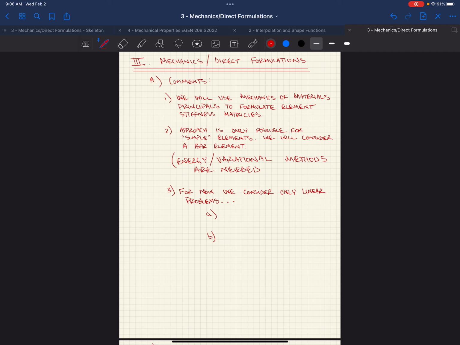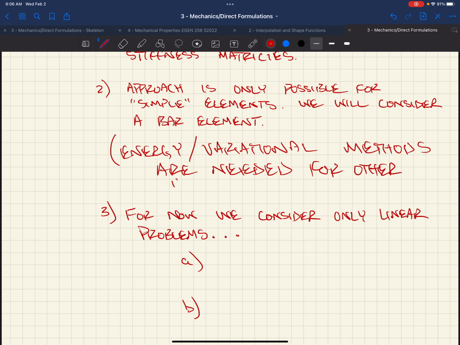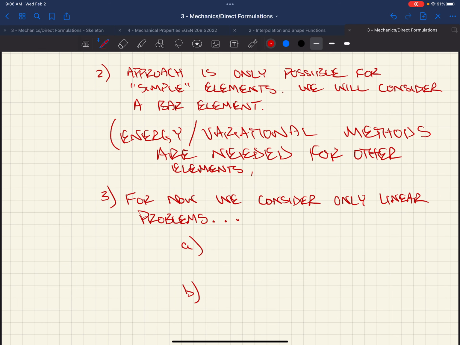Energy and variational methods are needed for other elements. Guess I could get this a little bigger. In this case, for example, plates are a big one, as you'll find. It would just not be possible. Okay?